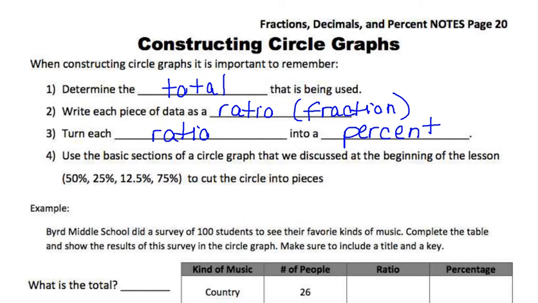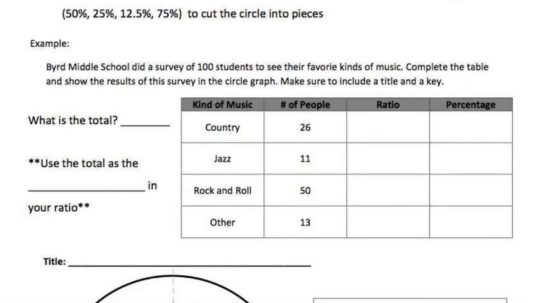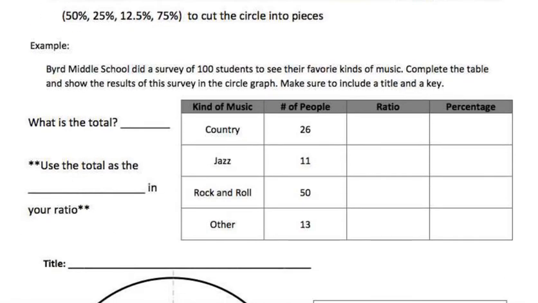So here's our example. It says, Bird Middle School did a survey of 100 students to see their favorite kinds of music. Complete the table and show the results of this survey in the circle graph. Make sure to include the title and a key. Now, I recommend when we start construction of the circle graphs that you use either a pattern or colored pencils or markers or crayons so that you can easily determine what sections mean what.